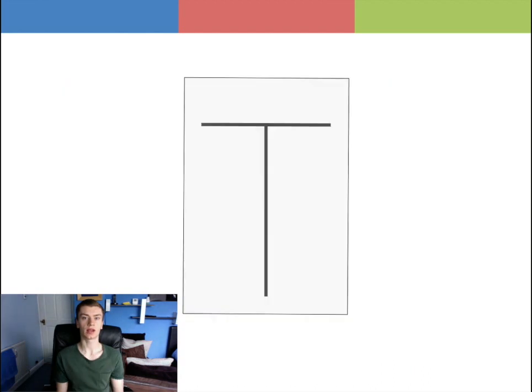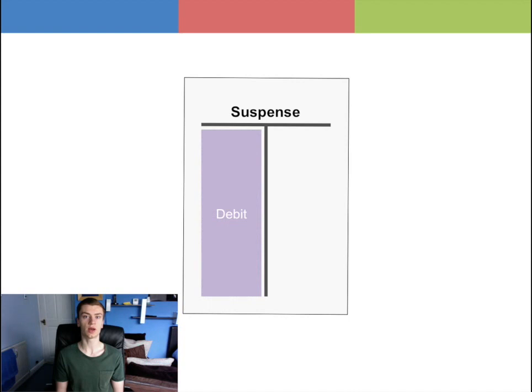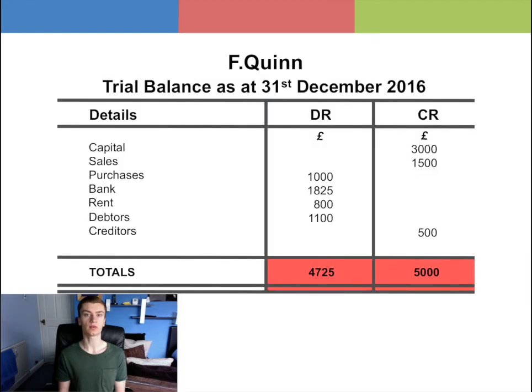Let's have a look at a suspense account in practice. A suspense account is just like a normal T account or ledger account, and the left hand side is still a debit and the right hand side is still a credit. More simply, it still follows the rules of double entry. Okay, the trial balance for F Quinn as at the 31st of December 2016 looked like this. If you look at the totals, it shows that they do not balance.